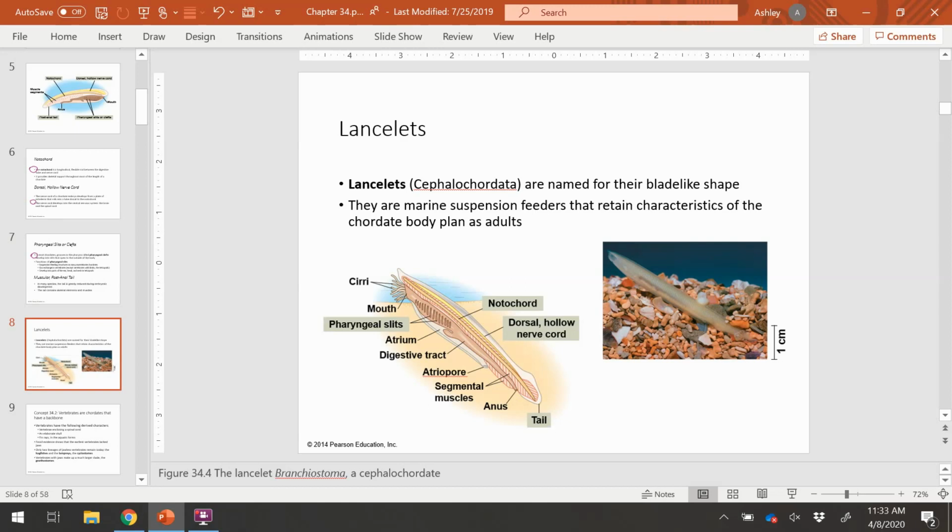And so you see that here, the pharyngeal slits, here the tail, the dorsal hollow nerve cord, and the notochord all as an adult. And so the lancelet, it's a small suspension feeder. It likes to bury itself in the sand and will come out as needed to gather food. And so that's our first organism.